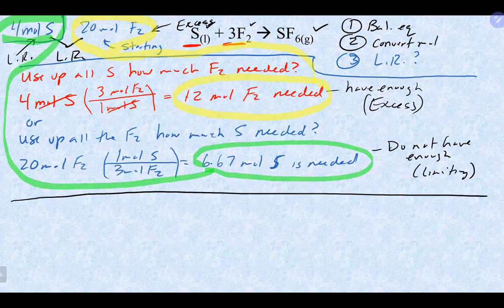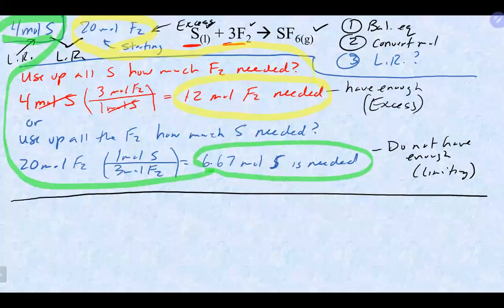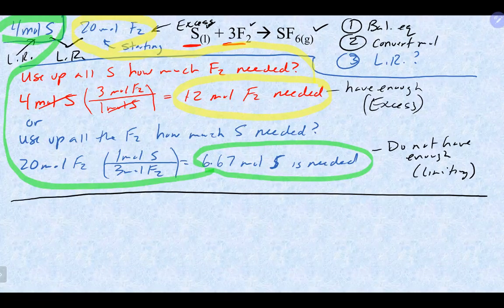A very common mistake that a lot of people make is this. They get to the moles part, like the starting moles, the 4 moles of sulfur, for example, the 20 moles of F2, and go, well, sulfur has less moles, so it's the limiting reagent. And that's not always going to be the case. It may be the case in a lot of calculations that you do, but based on the stoichiometry of the equation, it may not always be the one with the smallest number of moles. So you can't just look at your starting moles and go, that one's smaller, so that's the limiting. You have to do some type of calculation to figure it out.